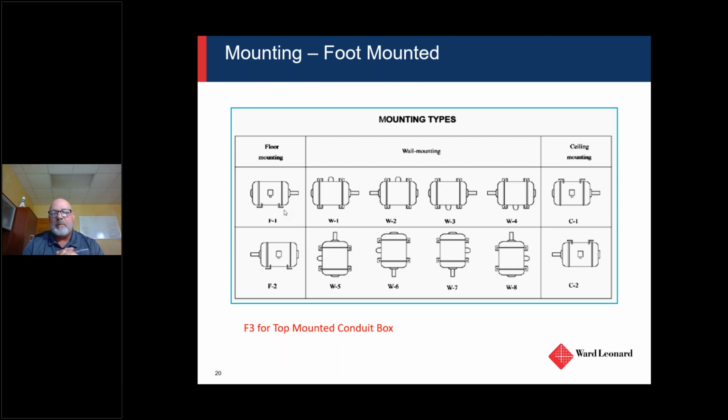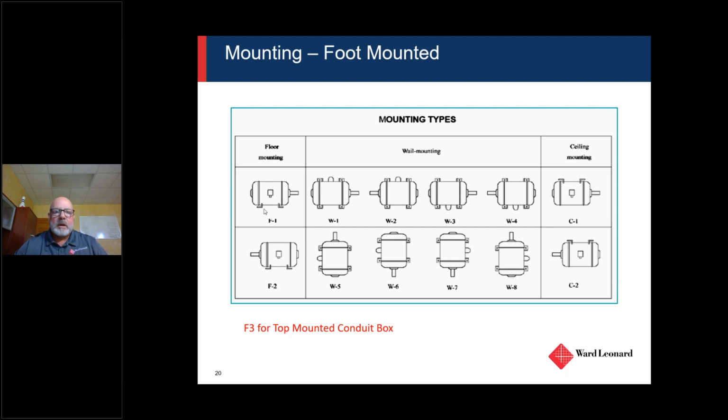Those are the two most common types. But as we get into different configurations on how you can mount motors, there's all kinds of wall mounts you can see there, and even ceiling mount. Ceiling mount could be considered if you were bolting a motor to the undercarriage of a conveyor belt or something, basically where you're going to have feet up. That's going to be a ceiling mount type of motor, right?